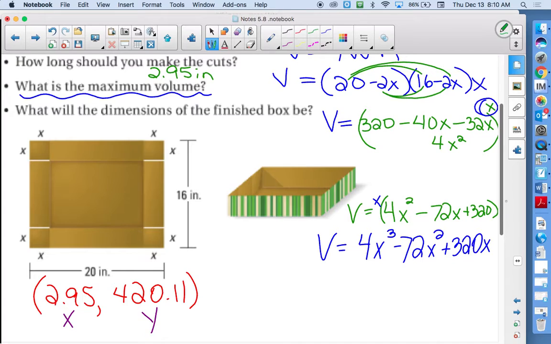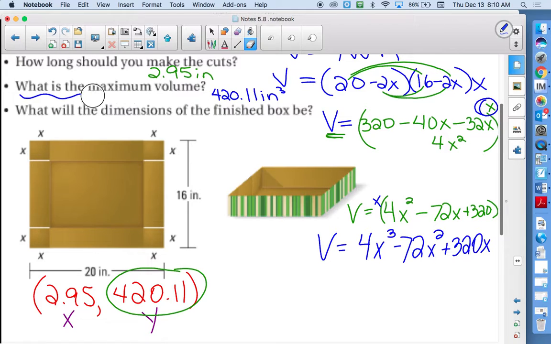The second question, what is the max volume? Yeah, the y value is the volume because my equation was set equal to y, or volume. In any equation it's y equals, well, in this case, the y represents the volume. So the max volume would be 420.11, and then we are in inches, and that value is cubed. Volume is cubed. So the max volume is about 420 cubic inches. That's the y. So the x gives us how far we should cut. The y is the volume.